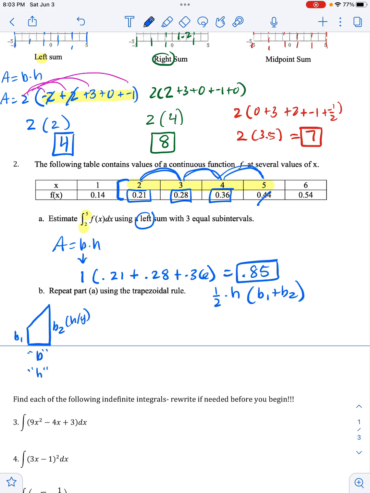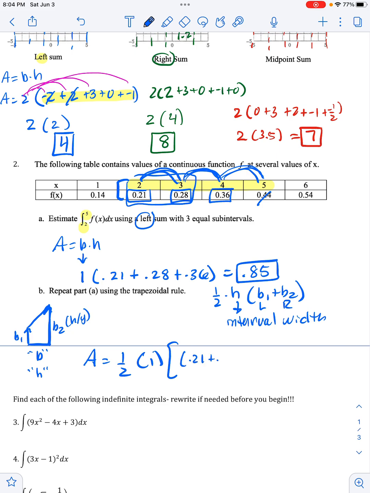But since our trapezoids are turned on edge, this is going to be our interval width, which in this case is a 1 because these spaces are each 1 unit wide. So our area will be 1/2 times our interval width of 1. And then B1 plus B2, that's the left and right y values, basically, if you look over here. So if I'm going from the left, I'm going to have these two as the first 2 heights of my trapezoid. So I have 0.21 plus 0.28.